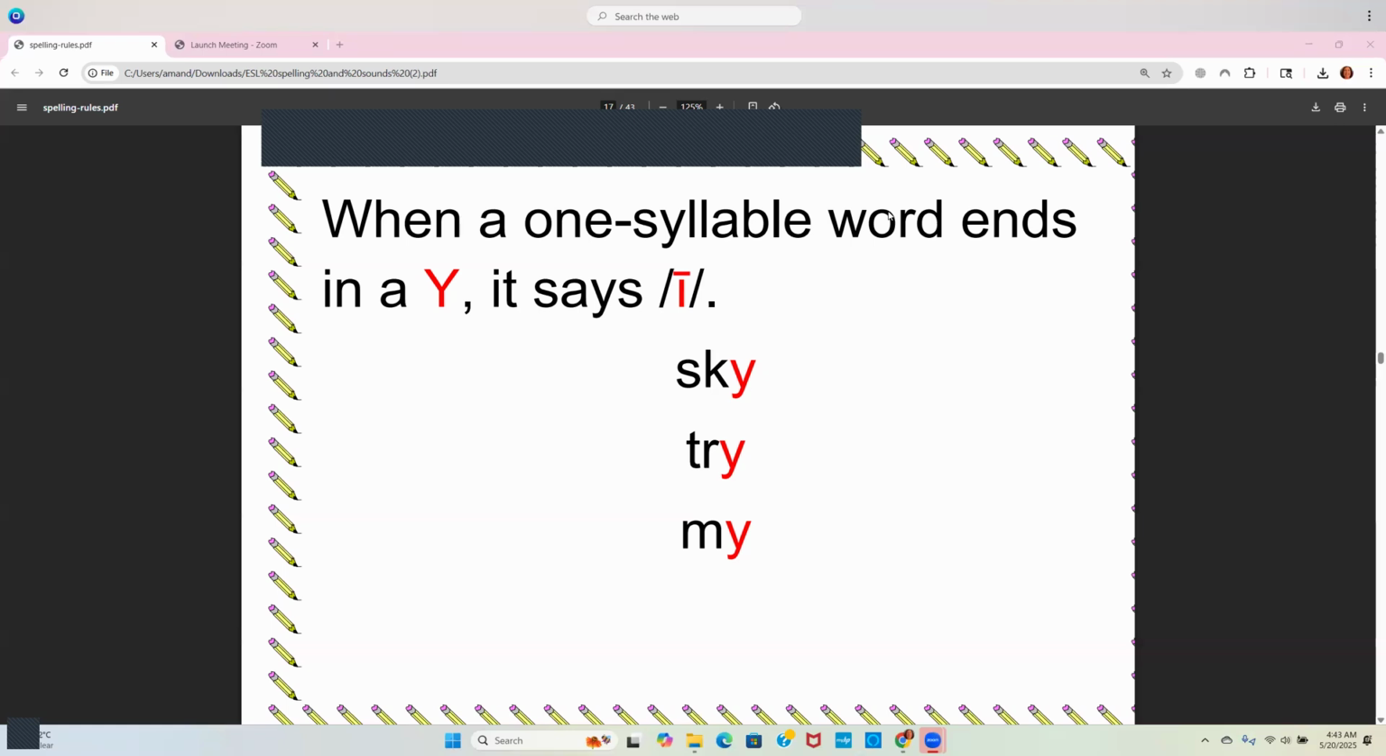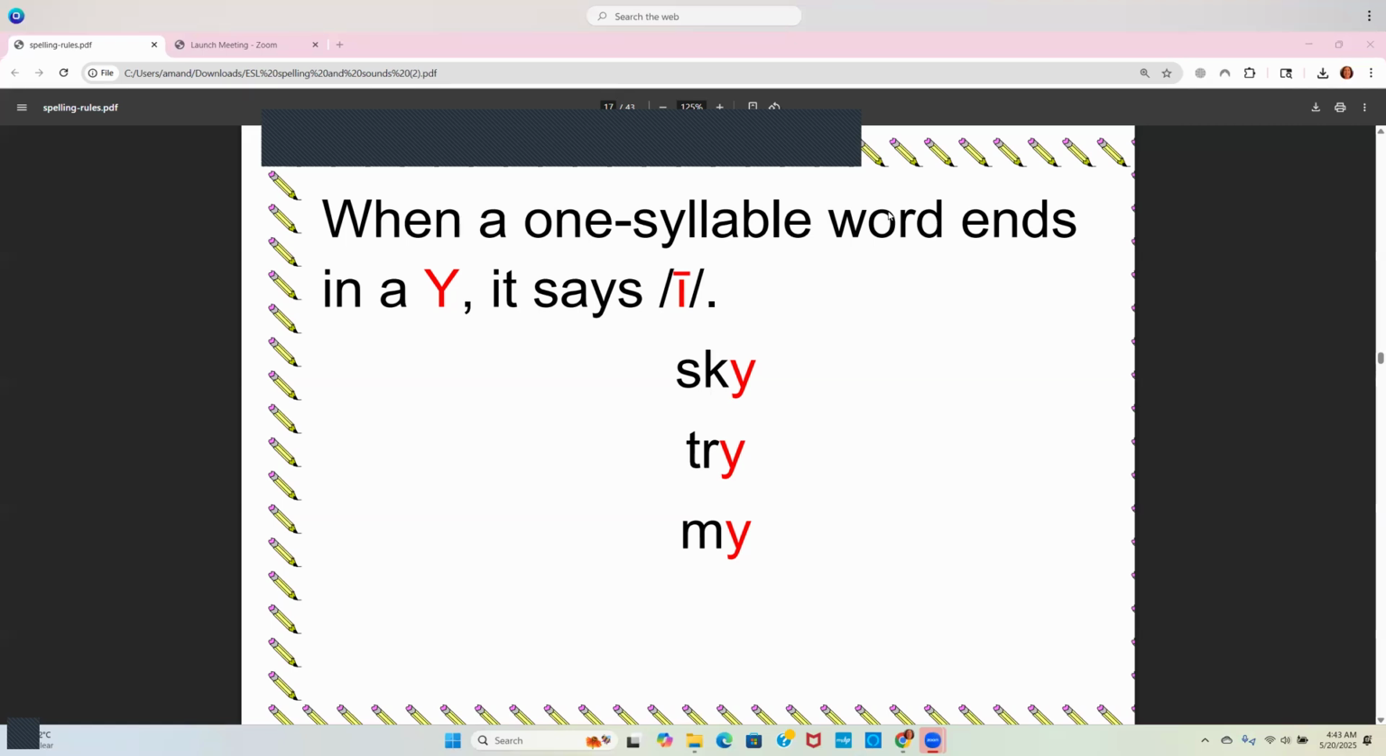If you clap your hands while you're saying a word, you can count how many syllables. For example, put your hands together and say the word sky and clap. Sky, one syllable. I only clapped once. If you had another word like Amanda, I'm going to say Amanda and clap. Amanda, three syllables. And that vowel sound is our A sound.